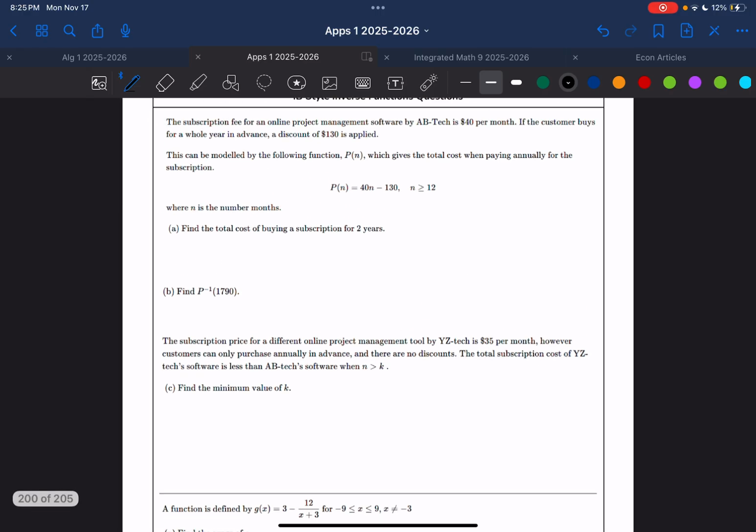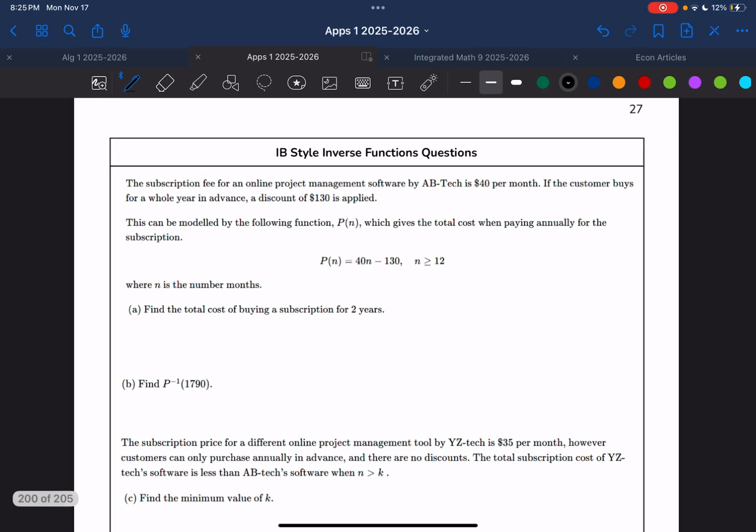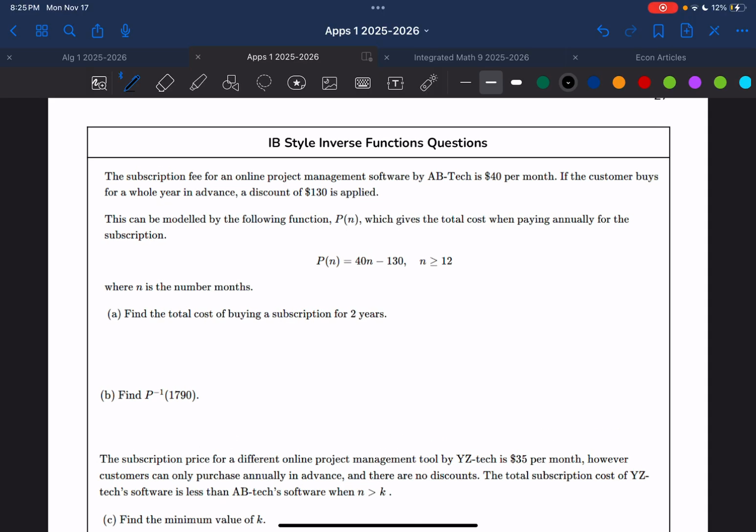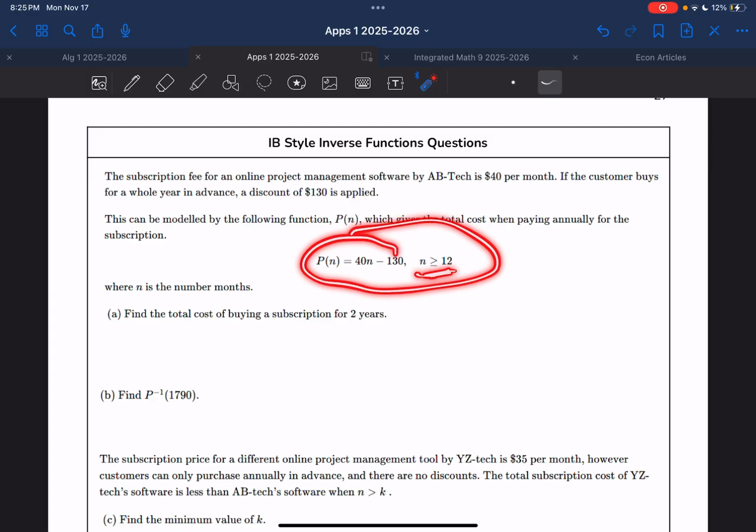Okay, this one has a more concrete application here. The subscription fee for an online project management software by AB Tech is $40 per month. If the customer buys for a whole year in advance, a discount of $130 is applied. So then they give this model to represent this, and n is greater than or equal to 12 because you have to buy a whole year in order to earn the discount.